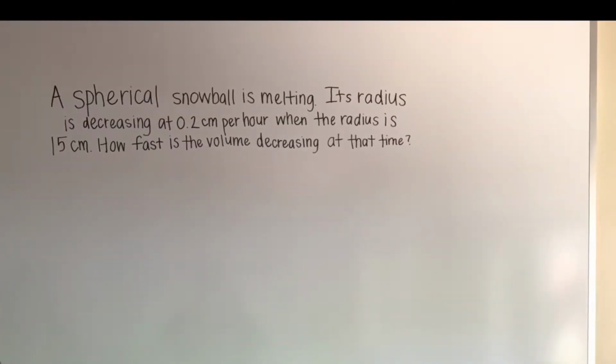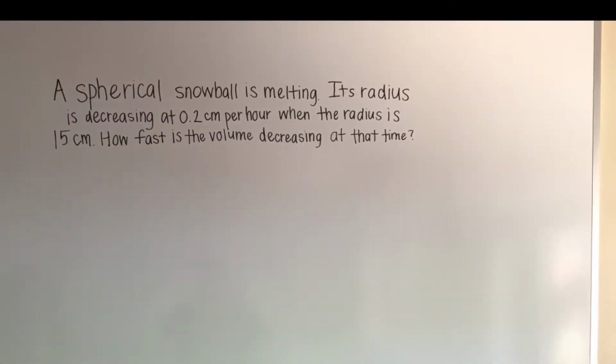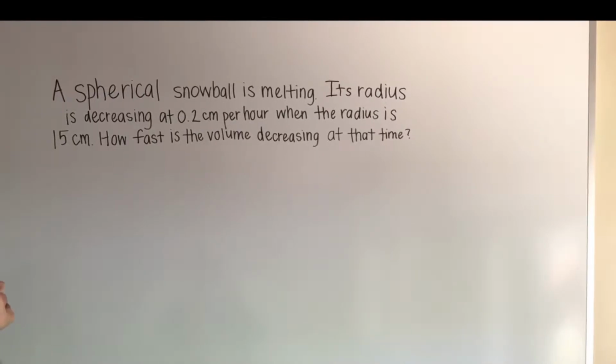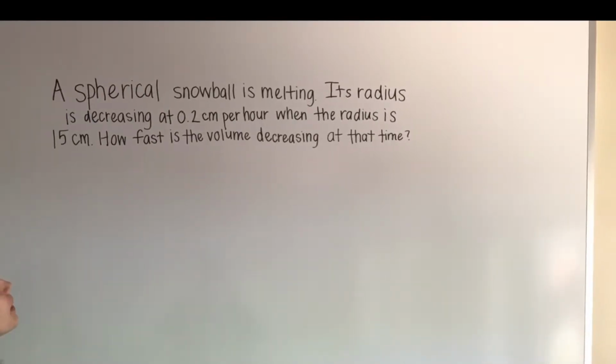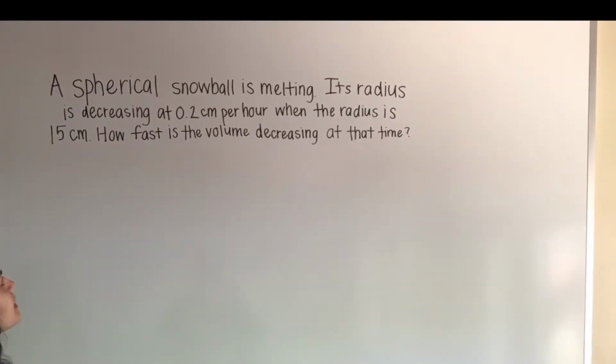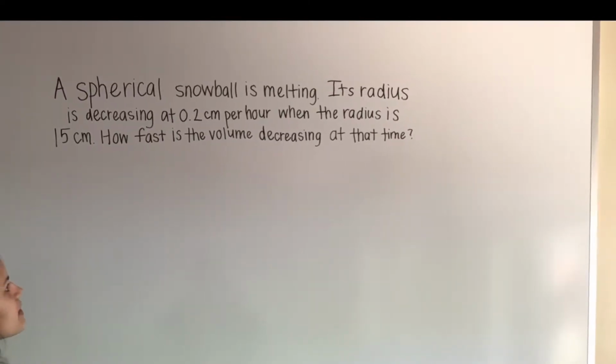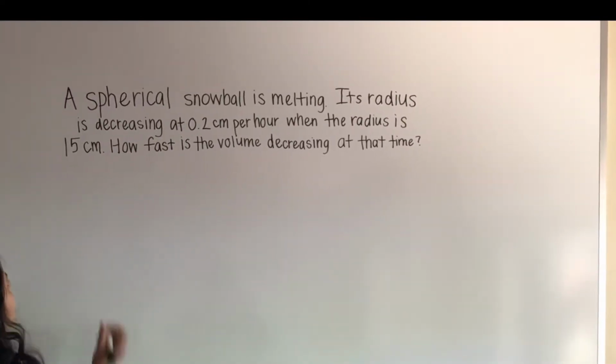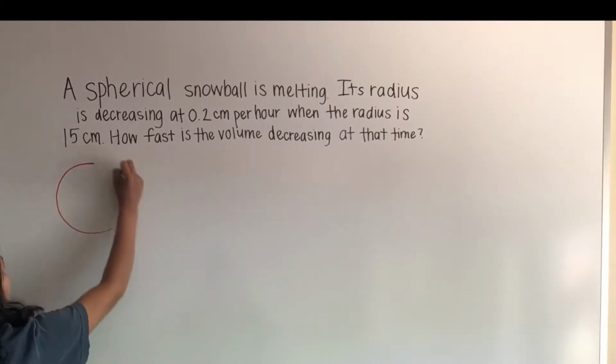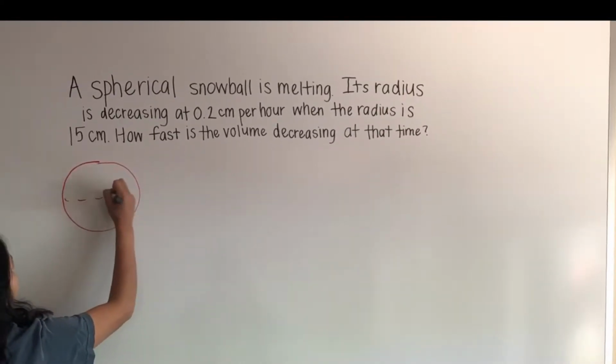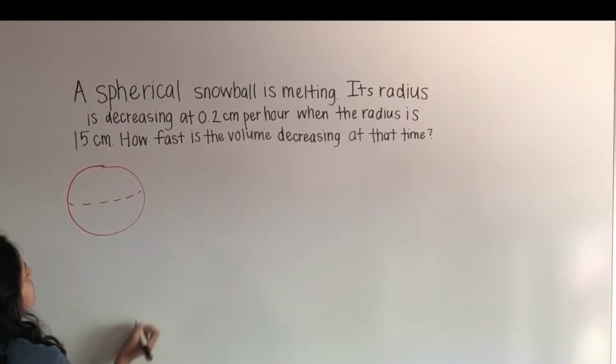So here we have a related rates problem which states a spherical snowball is melting, its radius is decreasing at 0.2 centimeters per hour when the radius is 15 centimeters. How fast is the volume decreasing at that time? So the first thing we should do is just simply sketch out a picture. So we know the snowball is like a sphere, and then we can just label what we know.